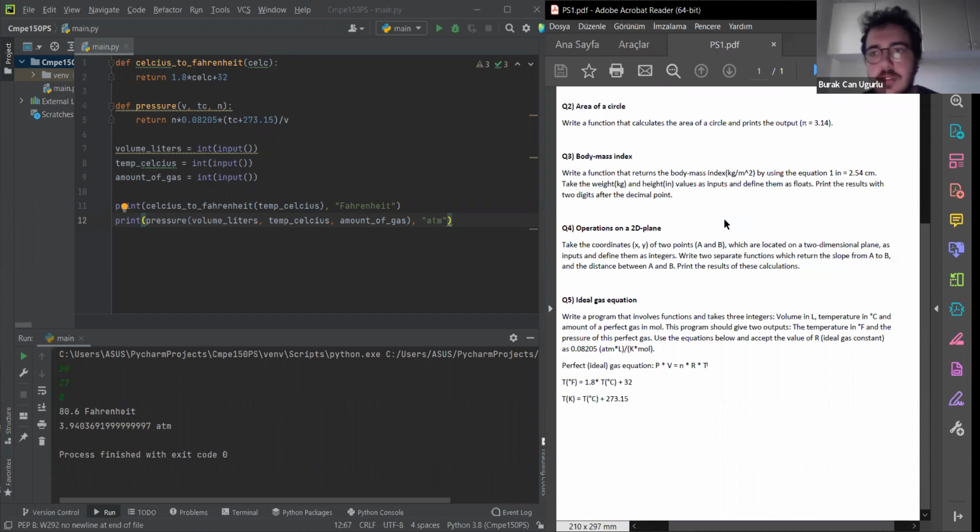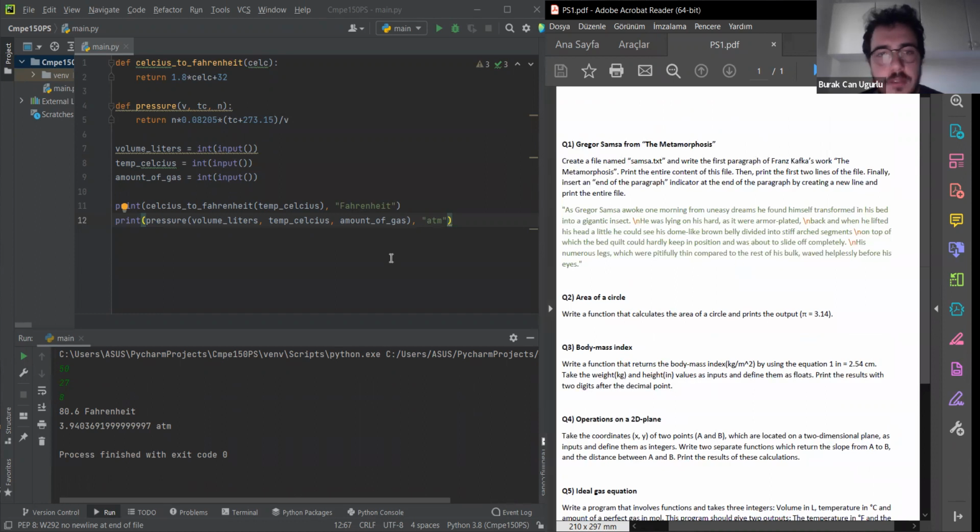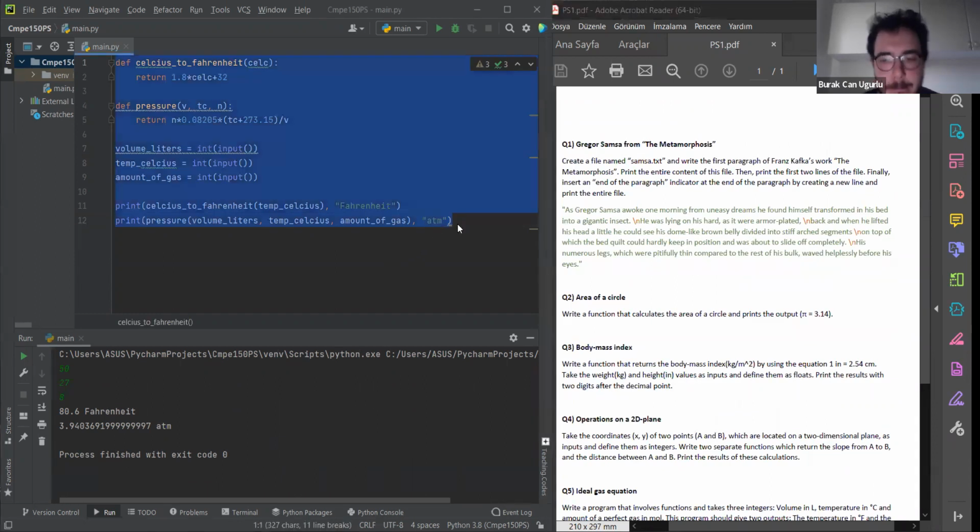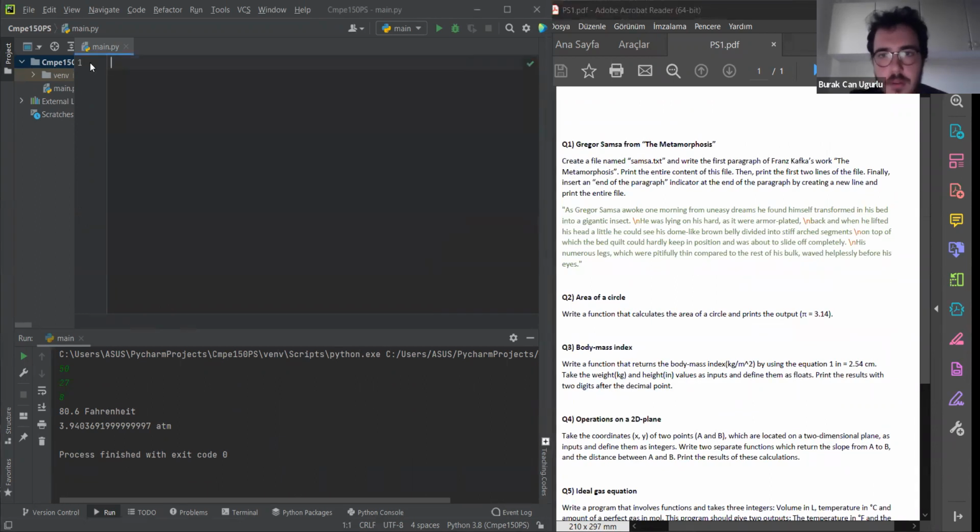Okay, then I'm continuing with the file question here. We are given a text here. This is the first paragraph of the Metamorphosis book of Franz Kafka. It is actually written in German as Die Verwandlung, and it's also very good literature. I'm also recommending that you should definitely read it.